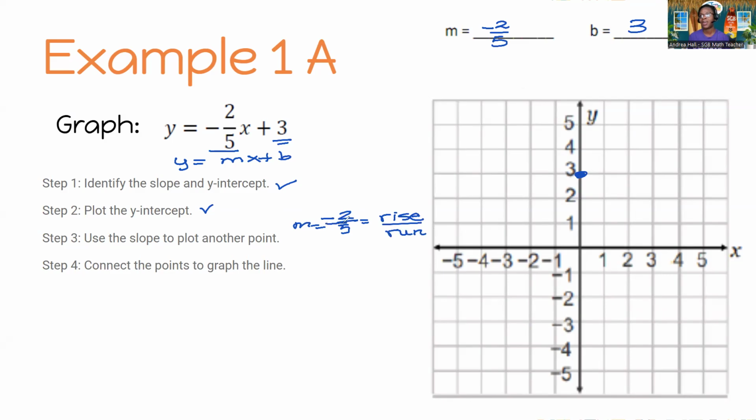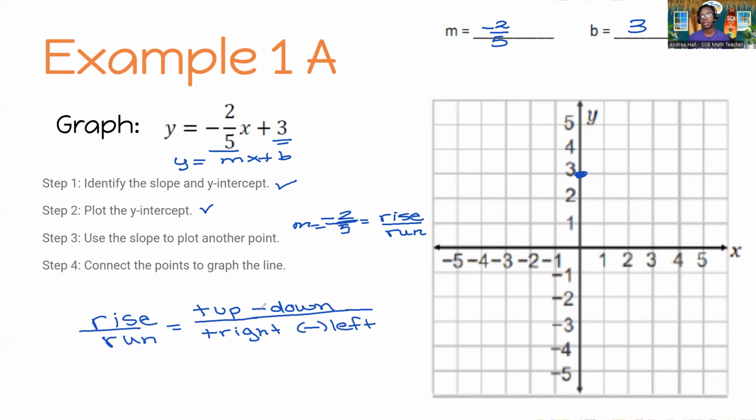Now, because it's negative, I'm going to put the negative with either the top or the bottom. I'm going to put it with the top. When it's negative, that means I'm going to go down. When you have your rise over your run, if the top number is positive, that means you're going to go up because that's the rise. If it's negative, that means I'm going to go down. The run, if it's positive, that means I'm going to go to my right. If it's negative, that means I'm going to go to my left. Okay, so make sure you write that down.